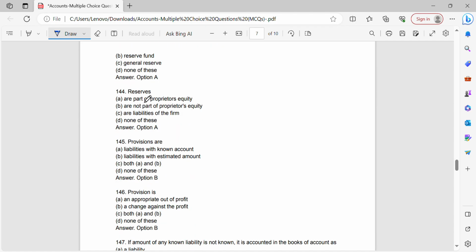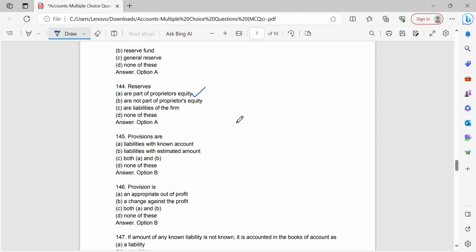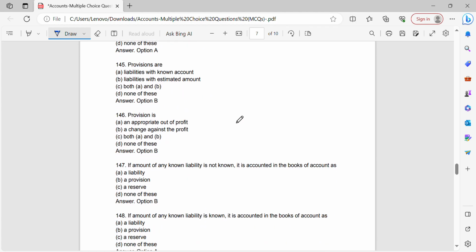The next question is: reserves are A, part of proprietor's equity; B, not part of proprietor's equity; C, liabilities of the firm; D, none of these. The answer is option A, part of the proprietor's equity. Provisions are A, liabilities with non-accounted amount; B, liabilities with estimated amount; C, both A and B; D, none of these. The answer is option B, liabilities with estimated amount.